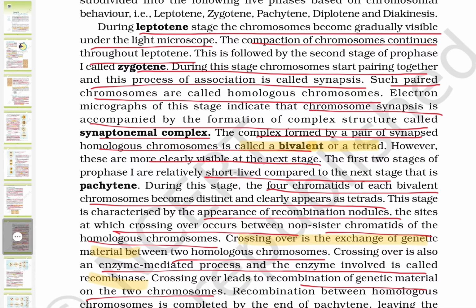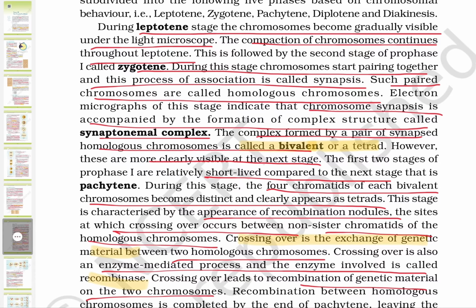Talk about the third stage जो कि pachytene है, उसमें 4 chromatids of each bivalent chromosome become distinct and appear as tetrad. This stage is characterized by the appearance of recombination nodules. The site at which the crossing over occurs between 2 non-sister chromatids of homologous chromosomes. The crossing over क्या है? It is the exchange of the genetic material between 2 homologous chromosomes.